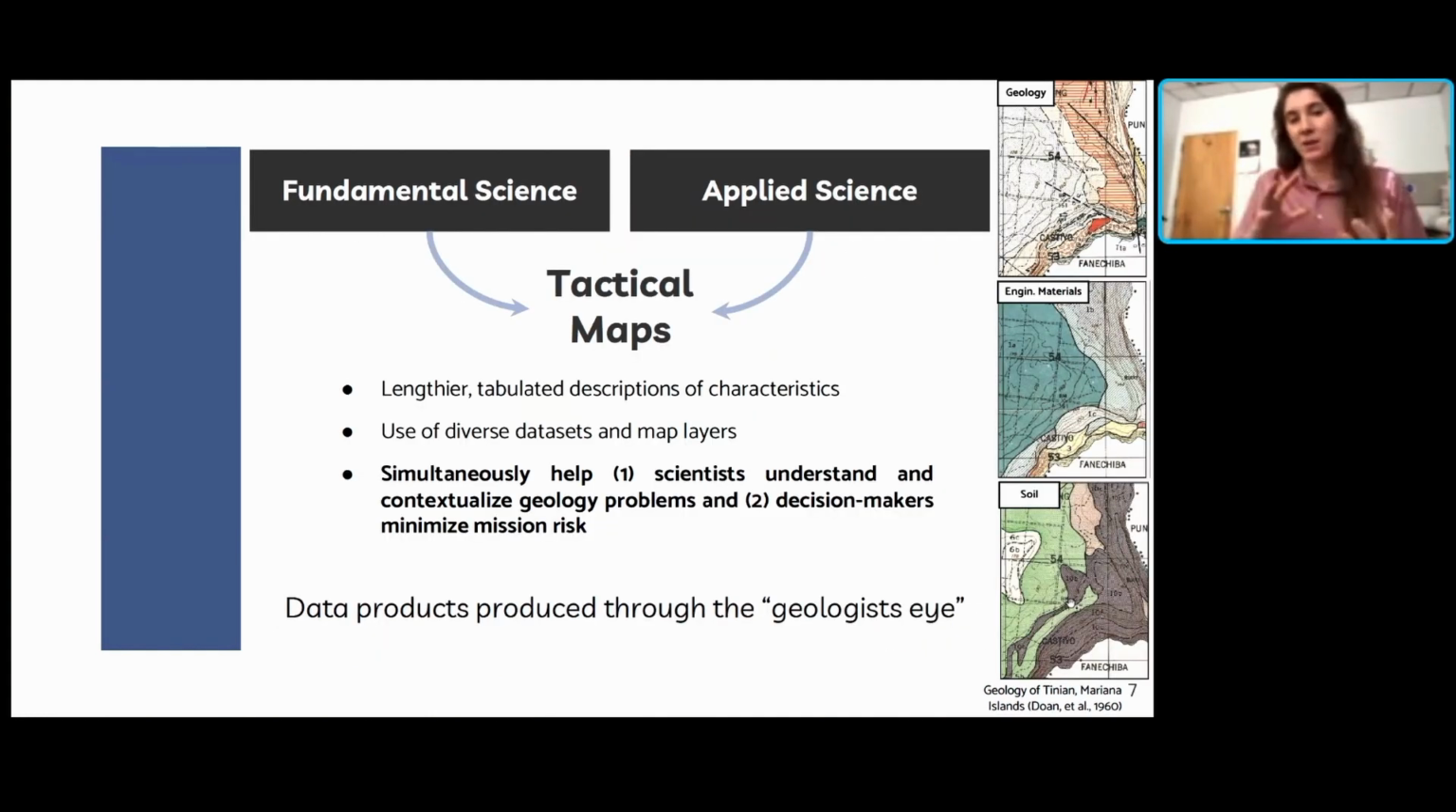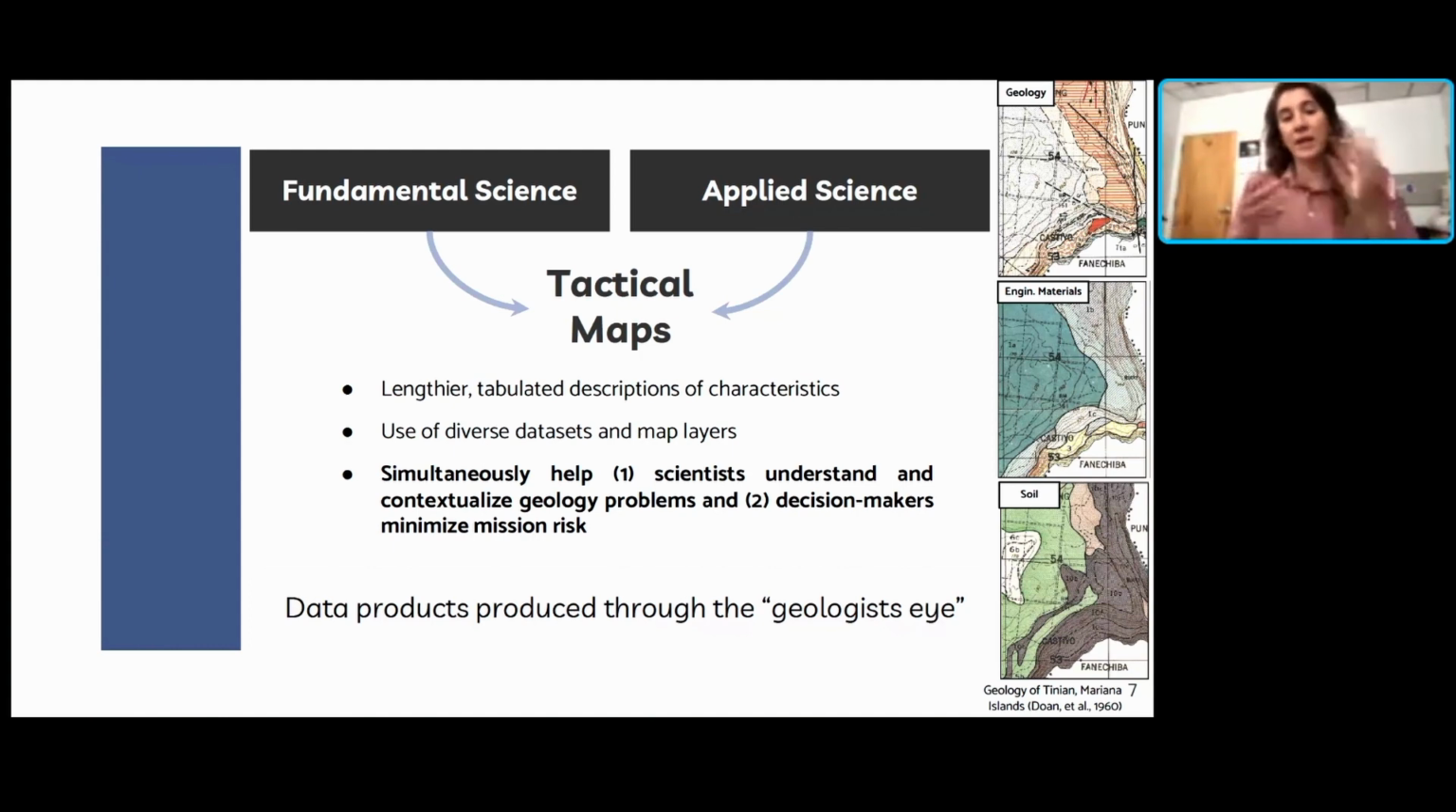So coming back to fundamental versus applied science, these tactical maps kind of bridge them. They both draw from those and contribute to those two different types of sciences. They have the lengthier tabulated descriptions of characteristics that are similar to what is described in a traditional geologic map, but they use as many diverse data sets and map layers as you can, similar to the applied science side.